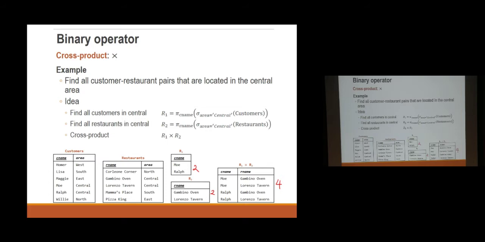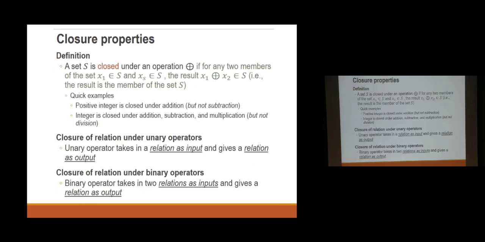Okay, so that's a cross product. And then this is a property that we can abuse. So remember that the input to any of the operations are relations. The output are also relations. We have what is called a closure. Closure means that the input and the output give you exactly the same set.